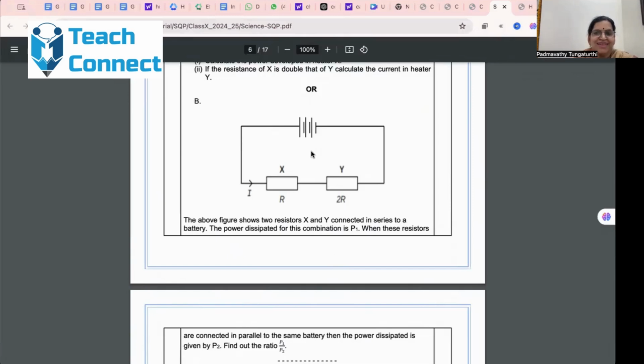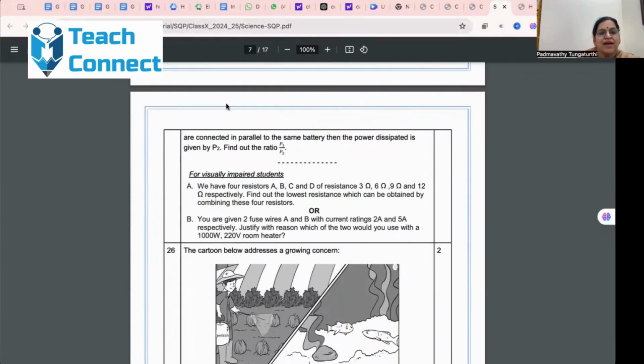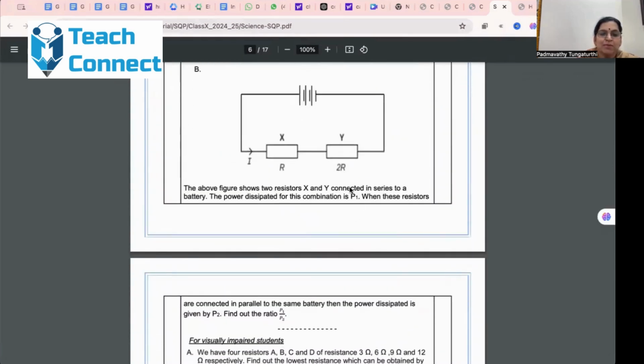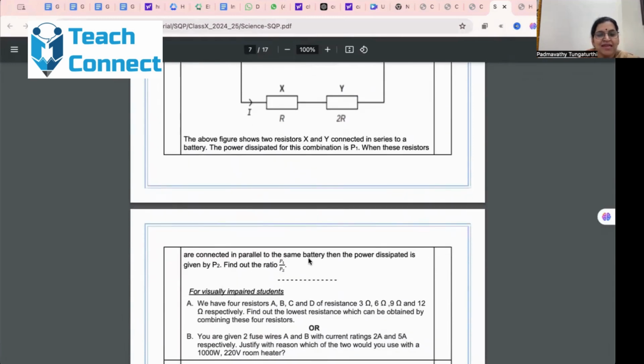This is the question here. Then the resistors are connected in parallel. Find the ratio of the power P1 to power P2. Power is dissipated for this combination P1, where these resistors are connected in parallel with the same battery. What's the ratio? Therefore, here they are checking both the series as well as the parallel connection.